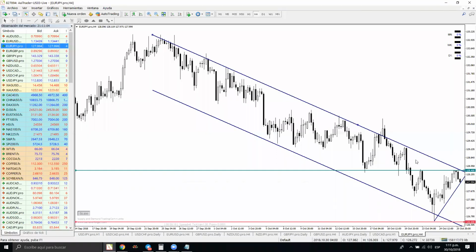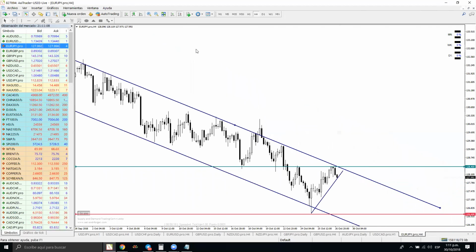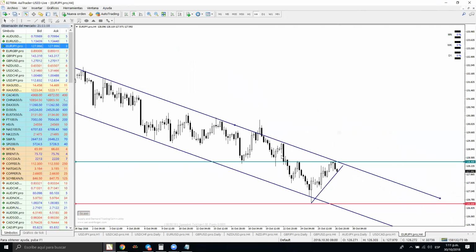Okay, so what are we waiting for? It's going to move here. So now we have the market respecting this resistance, and we are waiting for something like here, that the price breaks the resistance, breaks the last support. Let's go draw it.